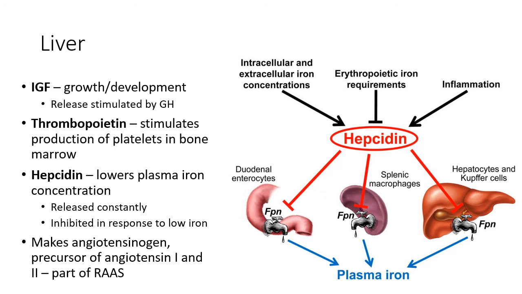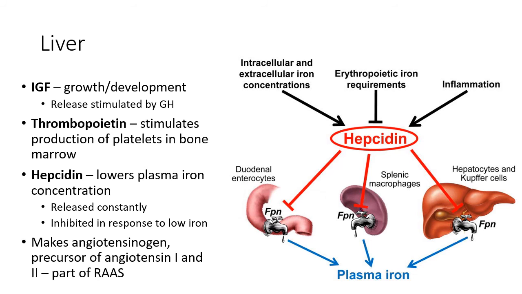Then you also have hepcidin released from the liver. Hepcidin is responsible for maintaining the iron concentration in your blood. It actually reduces the amount of iron that you have in your blood. You always have hepcidin being released from the liver. Then if your iron levels start dropping, then you reduce how much hepcidin you release.